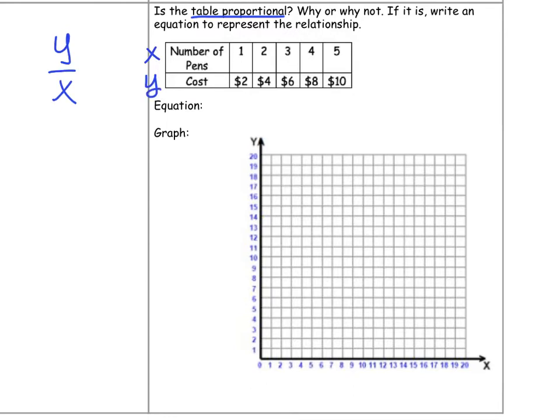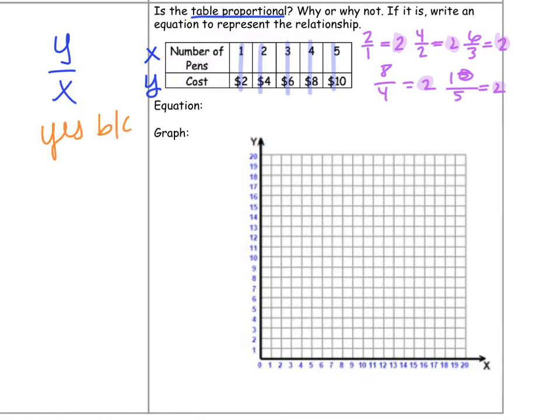So when I think about proportionality, we're still going to be dividing each of these values, y divided by x. So I'm going to have 2 divided by 1, which is 2. 4 divided by 2, which is 2. 6 divided by 3, which is 2. 8 divided by 4, which is 2. And 10 divided by 5, which is 2. In each case, we got a constant of proportionality of 2, so it was consistent. So is this table proportional?